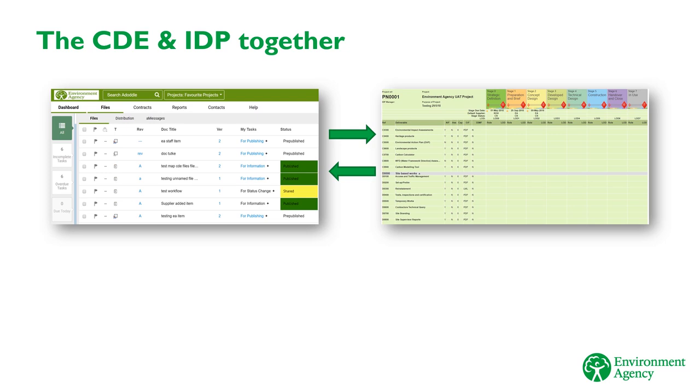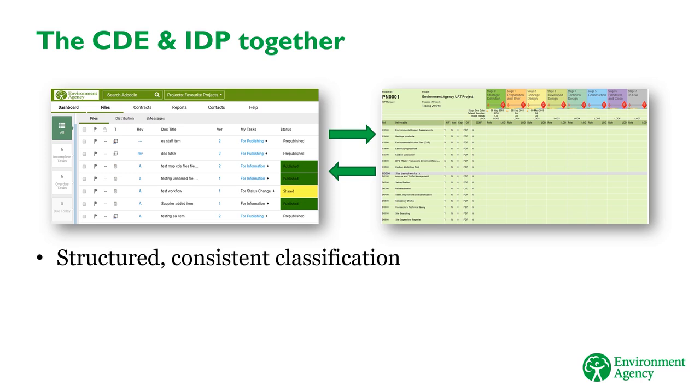Used together, the Common Data Environment and the Information Delivery Plan save time over the lifetime of the project by making sure that data and information are classified correctly as they're delivered. This helps the project go more smoothly, as it provides a clear view of what data and information has been delivered, what's left, and who is responsible for it. They also simplify the handover phase, as all data and information will be delivered in a structured, ordered manner that makes it easy for the asset owner to use it in the future.